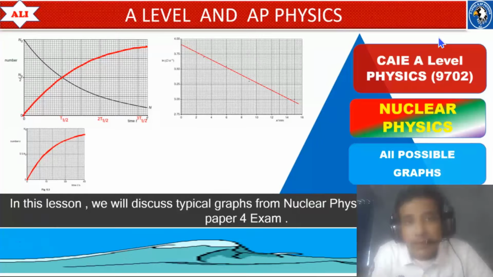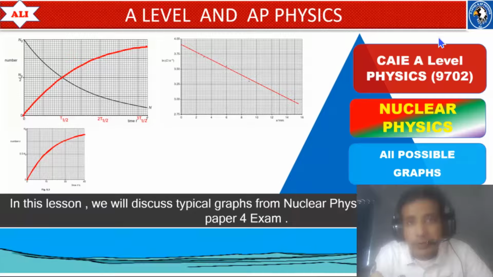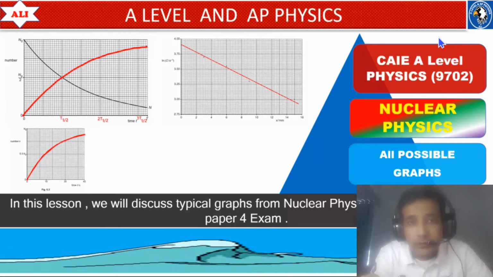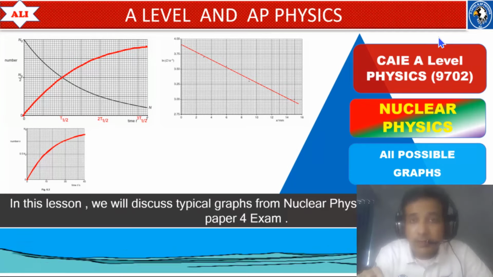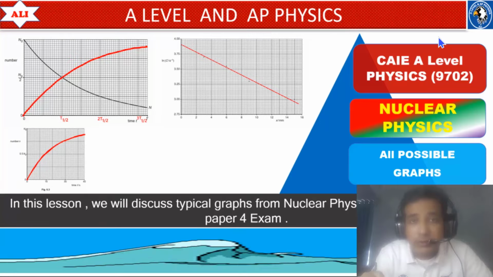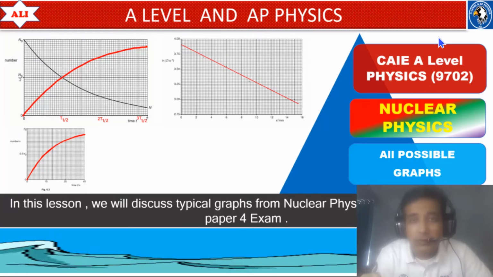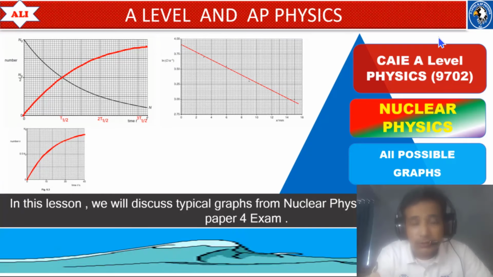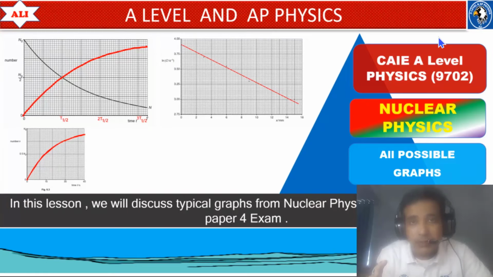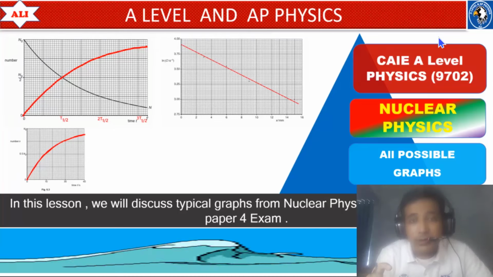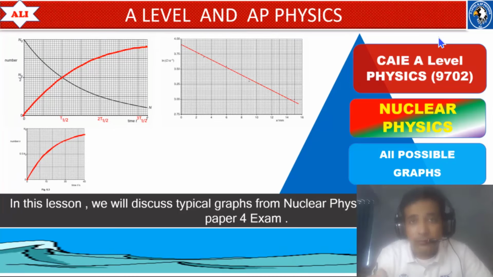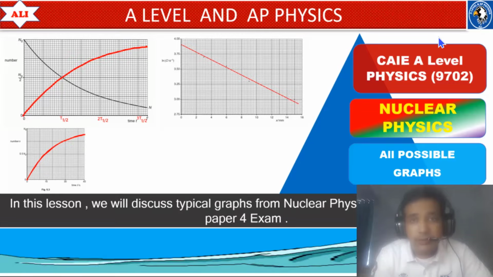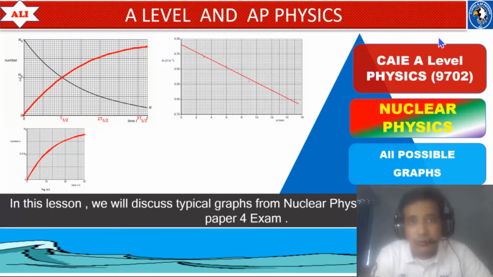Welcome to A-Level and AP Physics. In today's lesson, we will try to discuss all possible graph questions from nuclear physics. In the last video, we already discussed all possible graphs from quantum physics. We will discuss these questions in detail so you can improve your conceptual understanding of this topic, and also have a better understanding of graph related questions. Let's study together. Let's improve together.